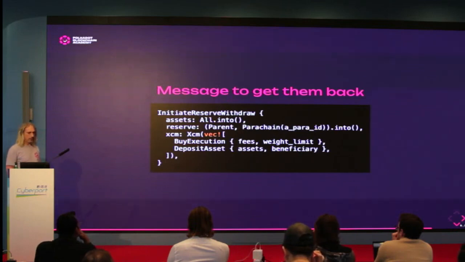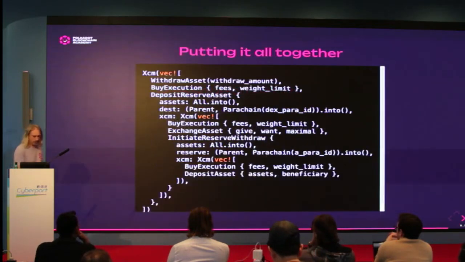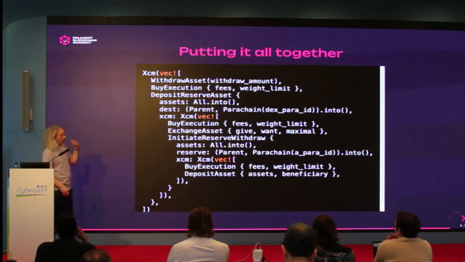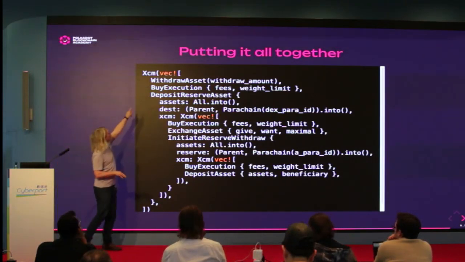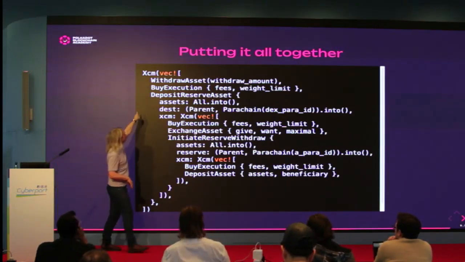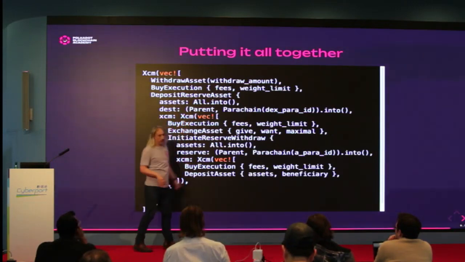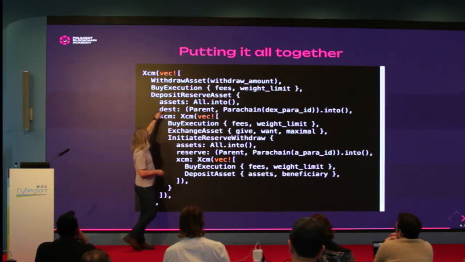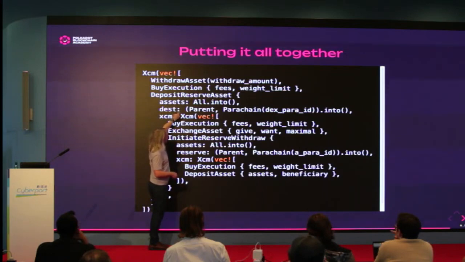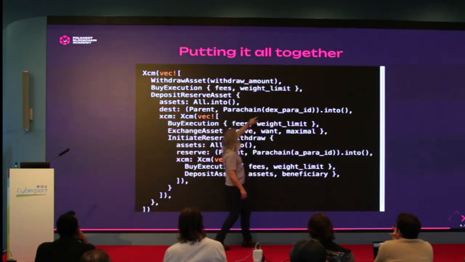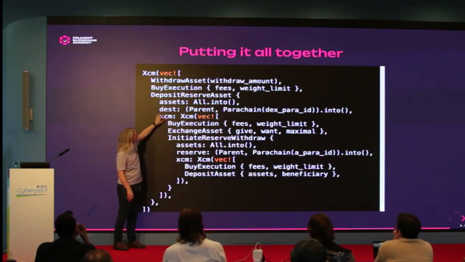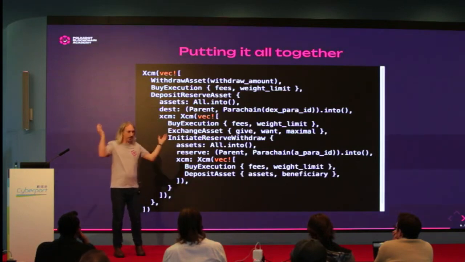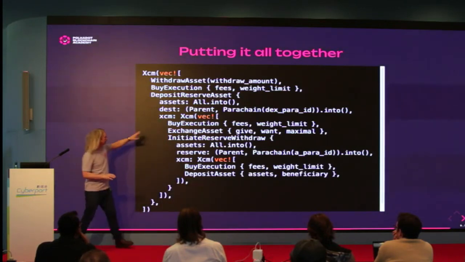So, happy with that? Good. So we're going to put it all together, and this is our final code. Let's run through it. We are on the reserve chain. We withdraw some assets, the real assets, buy some execution, deposit reserve assets, so we deposit a wrapped asset into this destination, the DEX. And once they're deposited, we want this code to run, because they're only going to be sitting in the holding register. If no code runs, the holding register vanishes, and we've lost the assets. So we want to make sure this code runs.